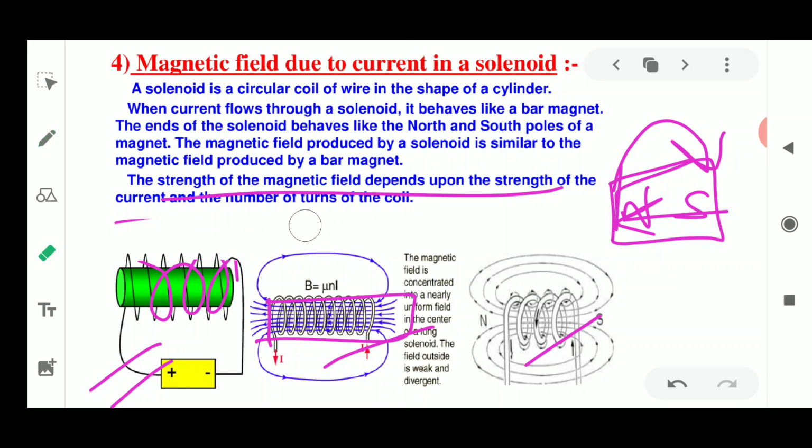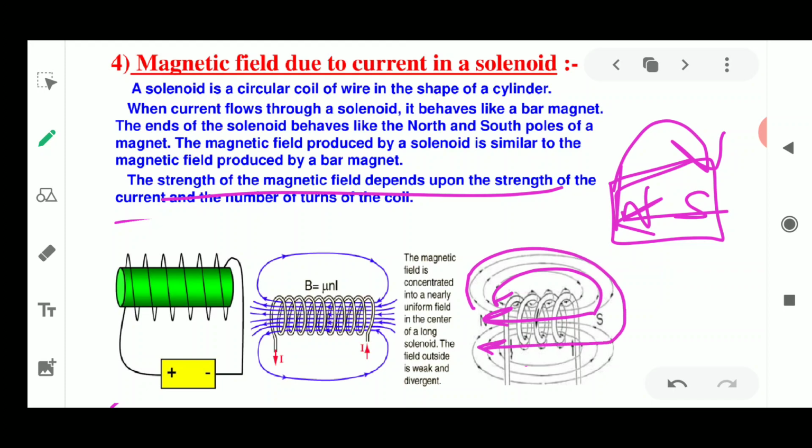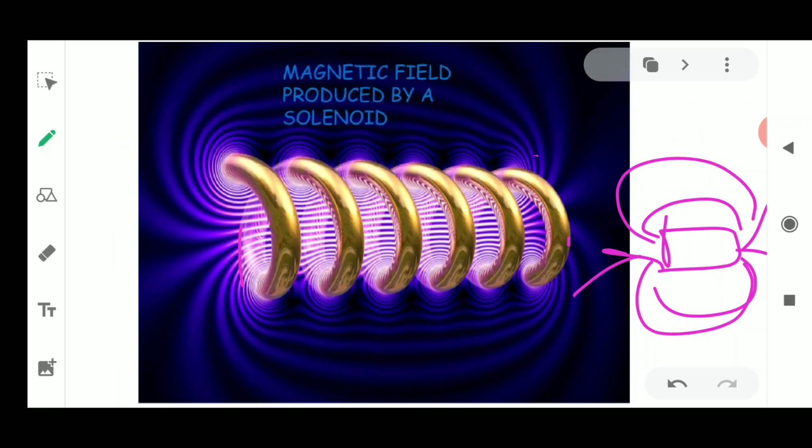In a solenoid, the pattern of magnetic field lines as drawn here is from north to south outside, and inside, like a bar magnet, it is from south to north. If you look only inside this solenoid, you will see that they form parallel lines. These parallel lines mean that the magnetic field is equally distributed inside this solenoid, as you could see in this very beautifully drawn diagram.